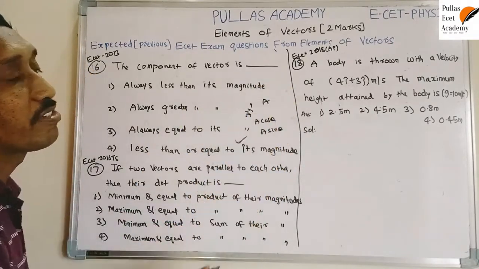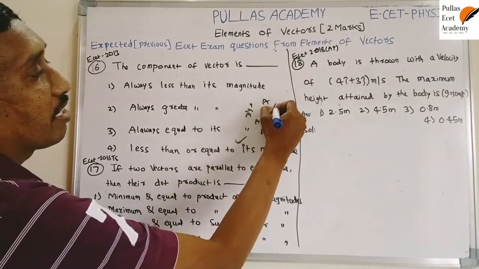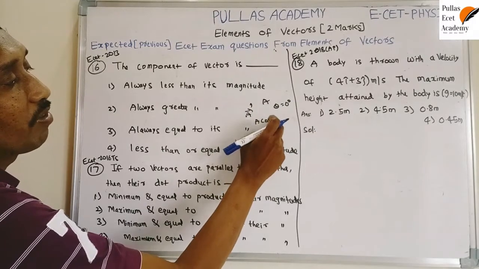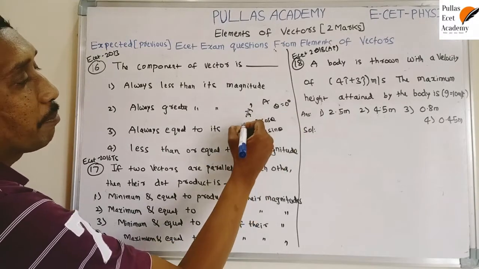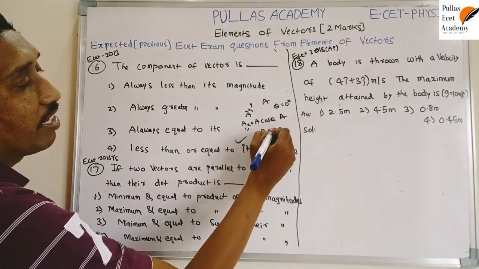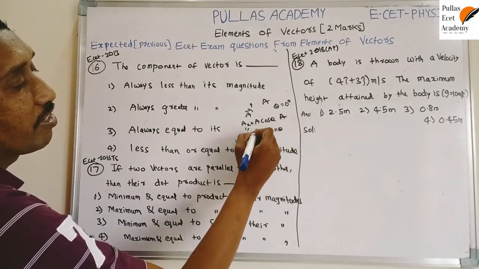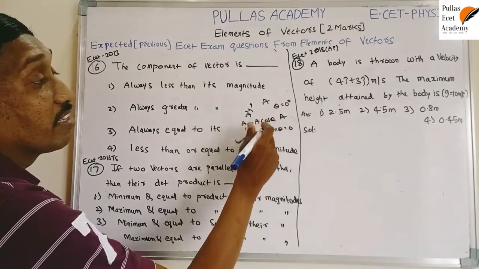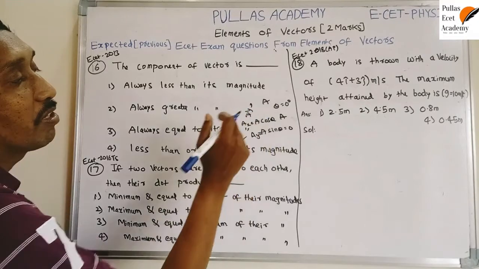Sometimes, for example, suppose theta is equal to 0 degrees. Substitute 0: cos 0 is 1, so it is similar to A. That means Ax is equal to A. In the same way, if theta is 0, sin 0 is 0, and 0 into anything is 0, that means Ay becomes 0. One component is 0, then the total vector magnitude is the same as the other component.